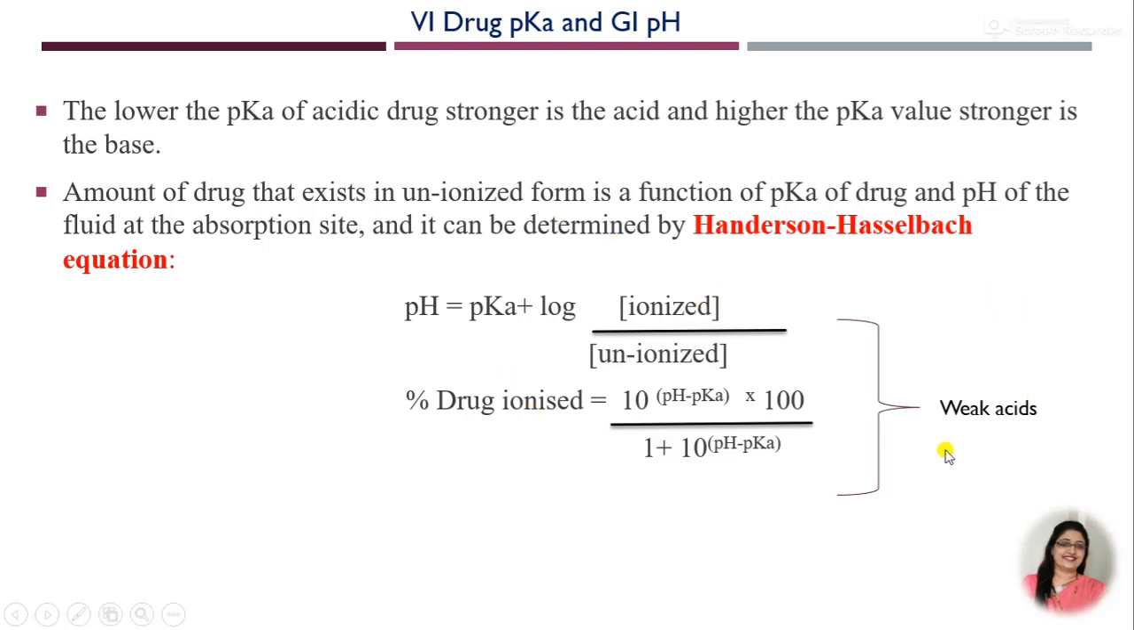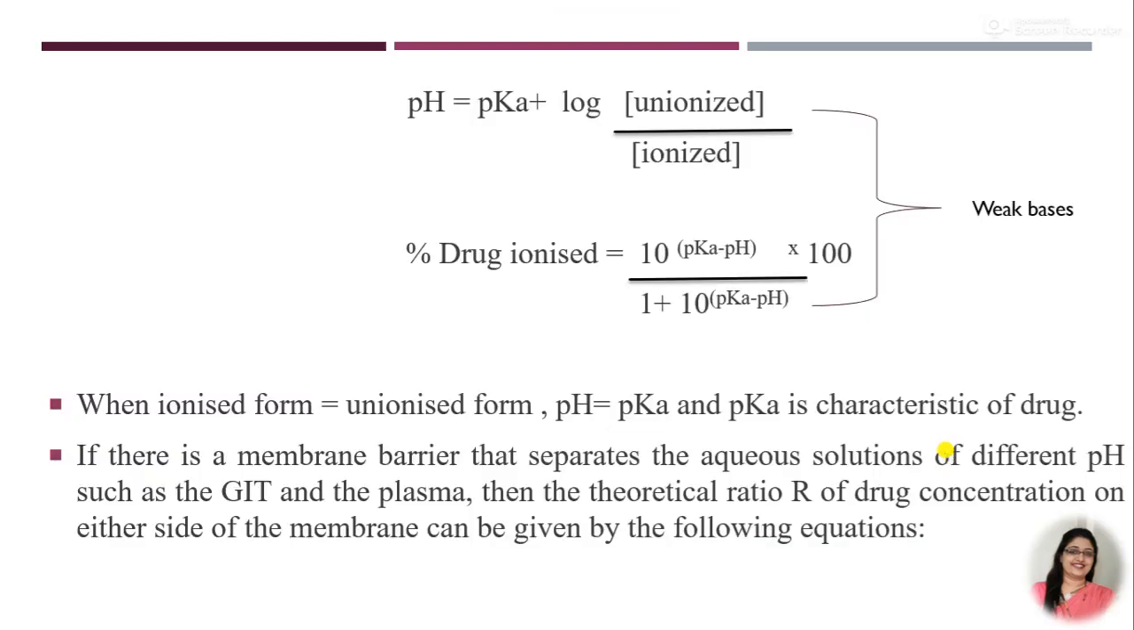So this equation is for weak acid, and for weak bases it will be pH is equal to pKa plus log ratio of concentration of unionized drug and ionized drug. When the concentration of ionized form of the drug is equal to the unionized form, pH becomes equal to pKa, and pKa is characteristic of a drug.